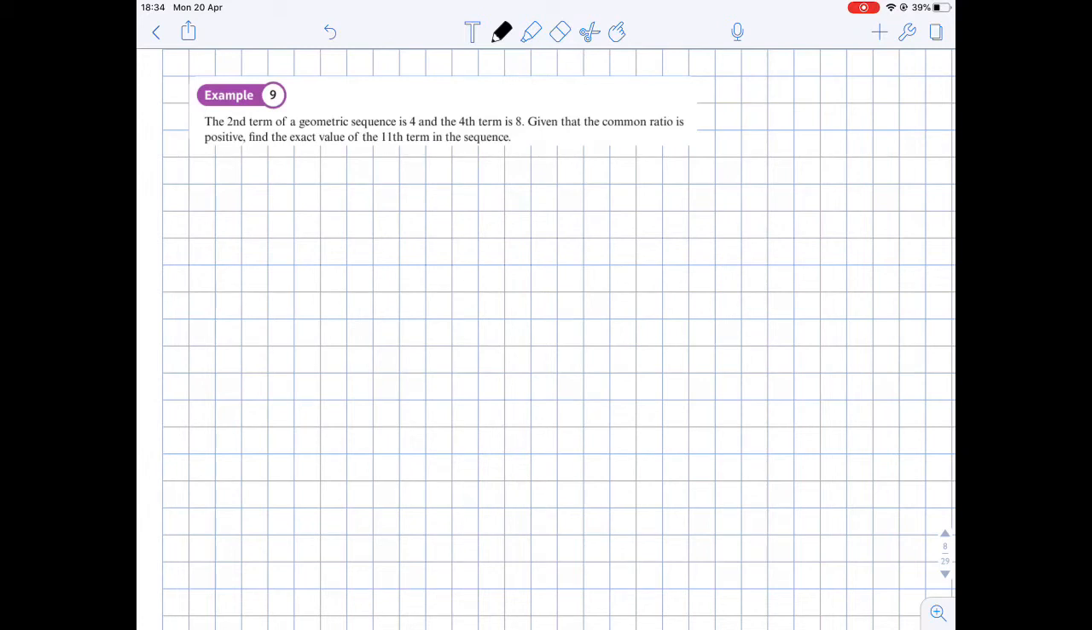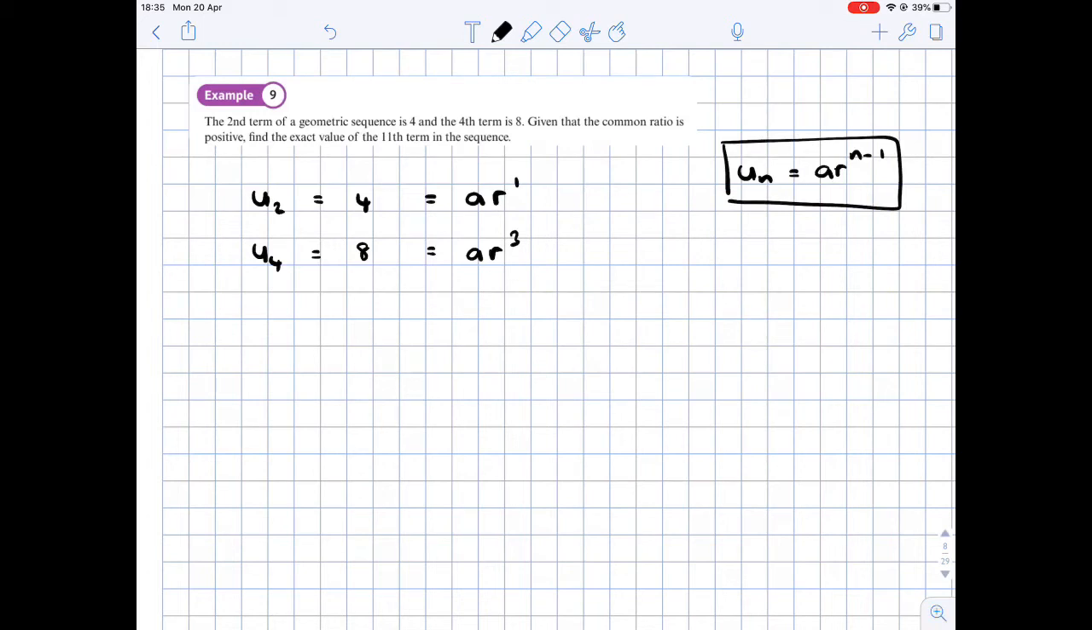So let's start by writing what we know. We know that the second term is equal to 4. We also know that that is equal to a times r to the power of 1. We're also told that the fourth term is equal to 8, which is equal to ar cubed. And that's because the formula is un equals ar to the n minus 1. So each time, probably worthwhile just writing that down.